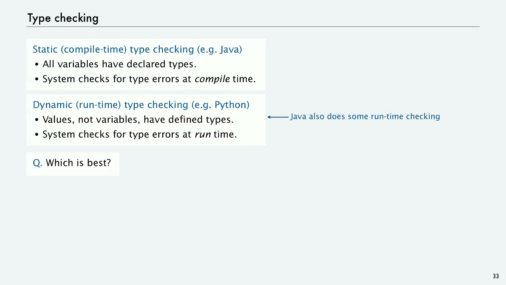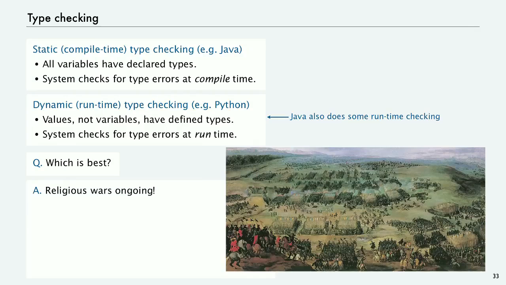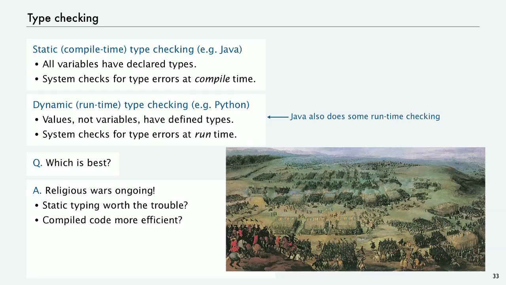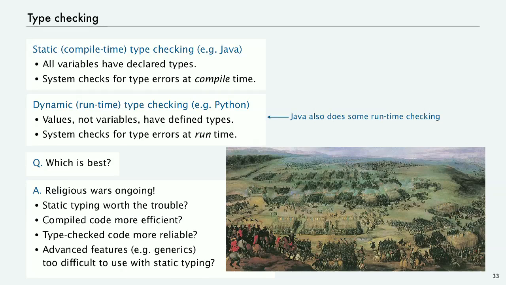Of course, you can never multiply a string by a double value. That's an error, and the question is, should you find out at compile time or runtime? And I have to say that there's ongoing religious wars about this. Some people say static typing is just not worth the trouble. It's too much of a pain to have to specify the types of all your variables and check that. On the other hand, maybe the compiled code that we get out is much more efficient if we know that the types are okay. Maybe the code is more reliable if it's carefully type checked.